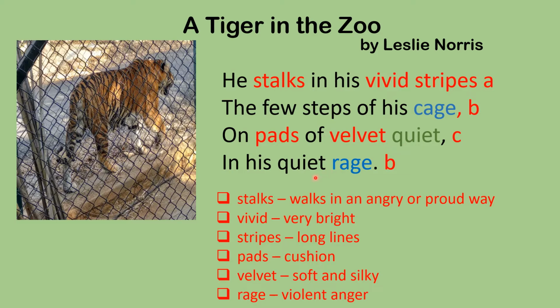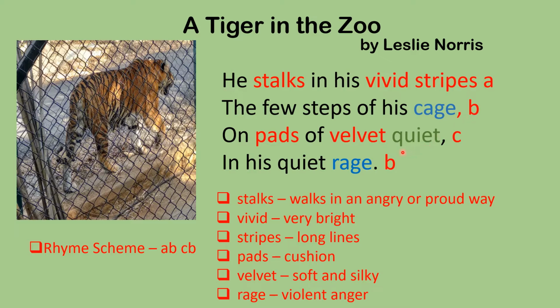Now let's discuss the rhyme scheme. The rhyme scheme of this stanza is A, B, C, B. Now let's understand how the rhyme scheme is made. For rhyme scheme, we always see the last words of each line, whether they are rhyming with each other or not. Now if we see in the first line, the last word is stripes. Stripes is not rhyming with cage. So we are giving these two words two different letters, A, B.